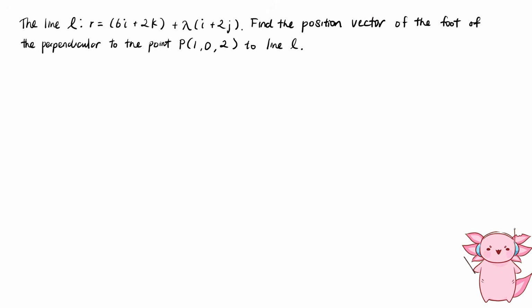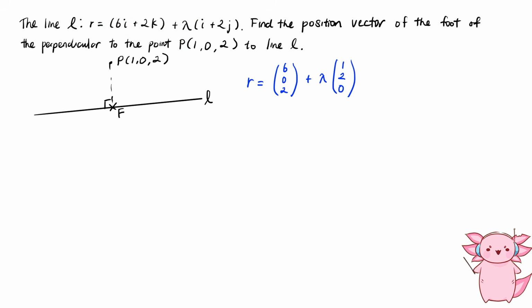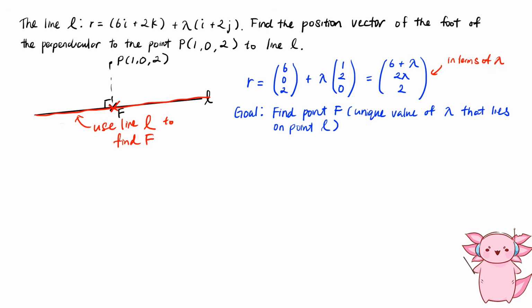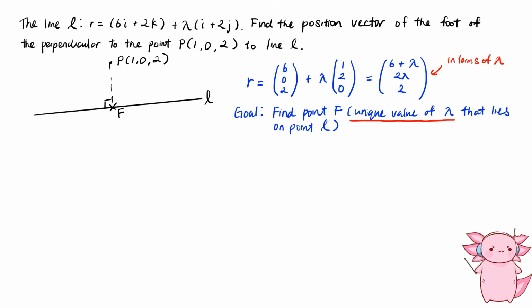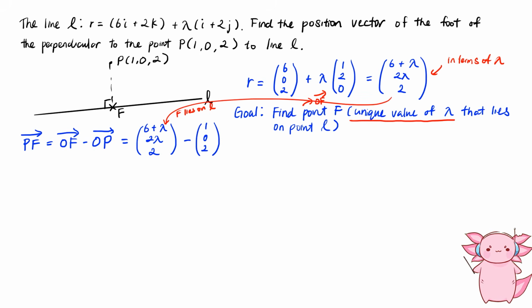Another tip for vectors is to always draw a diagram. So for this question, let's rewrite the equation for line L to be a position vector in terms of lambda. Now our goal is to find the point F, so we know we have to find a specific value of lambda to give us the vector OF. So let's find the vector PF first, which is OF minus OP.